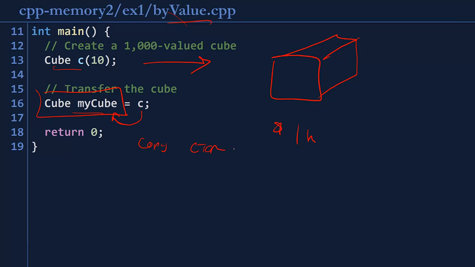And here we're transferring the cube to another person. But what's actually happening at the end of this program is we don't just have one cube, we have 2 cubes because we constructed our first cube and then we used a copy constructor to create our second cube. So I expect that this program is going to create $2,000, which is not what we want to do. But let's go ahead and find out what happens when we run example 1 by value.